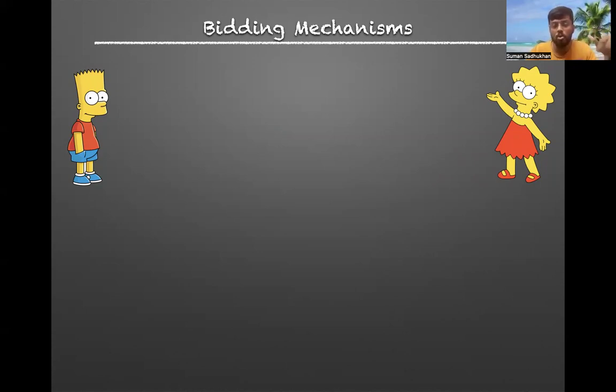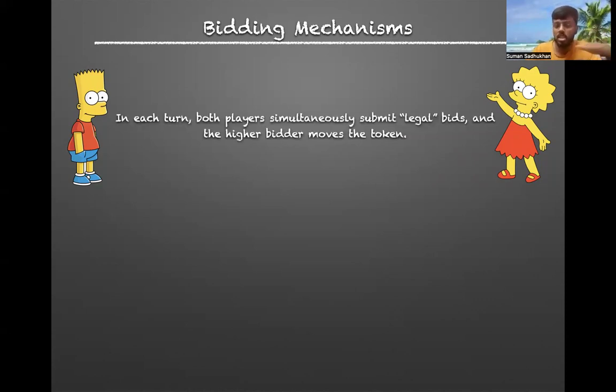But I have to explicitly mention how the bidding works, and that's what I'm going to do in this slide. In each turn, both players simultaneously submit legal bids, and the higher bidder moves the token. But I still have to fix more parameters, namely who pays after a bidding occurs, where the bid goes after a bidding, and what kind of bids we are talking about. Depending on these parameters, we can study different bidding games.